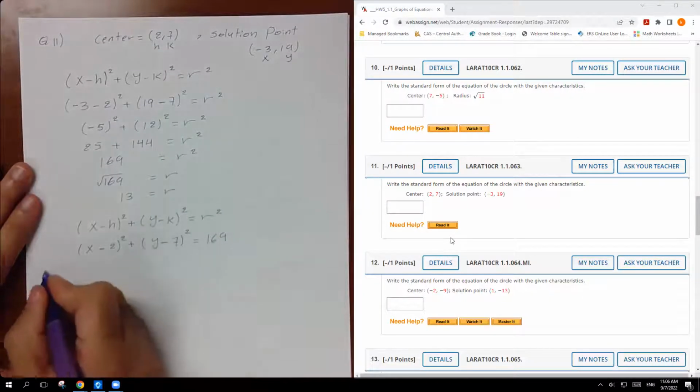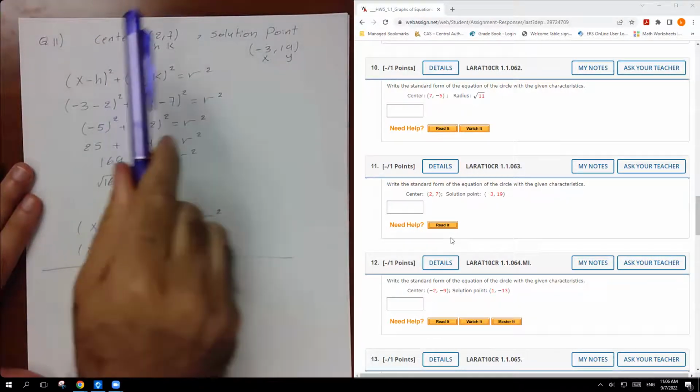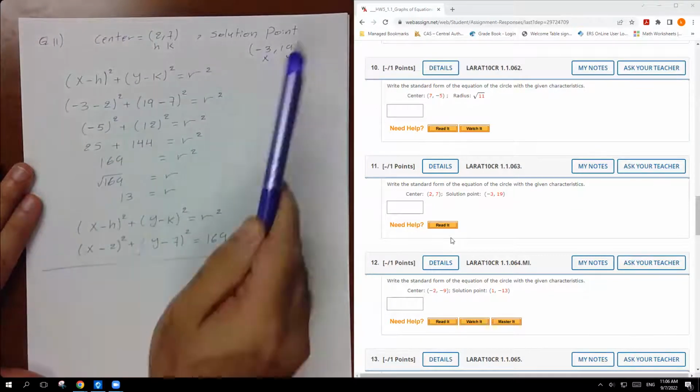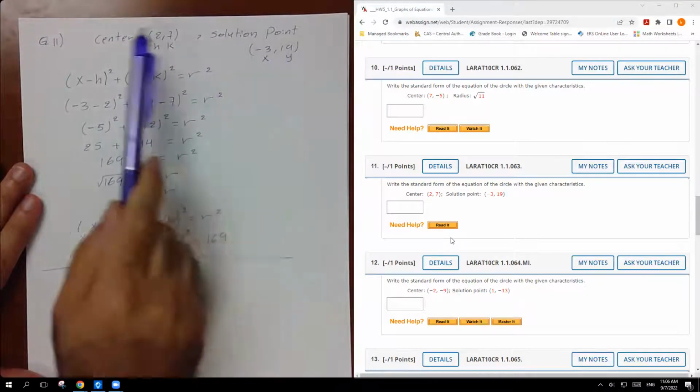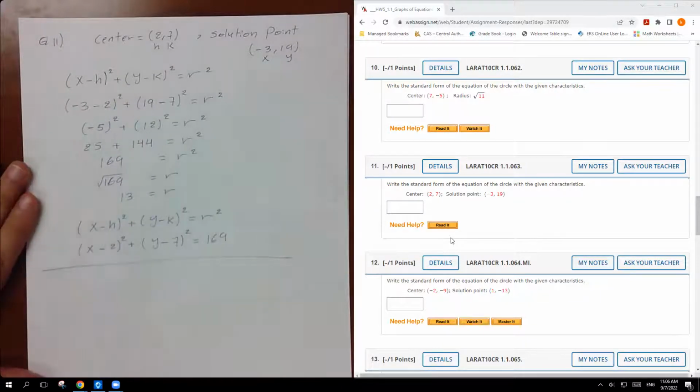So that's it. This is the standard form for the equation. If you have a center and a solution point, you have to find the radius by plugging the center and the solution point in here to get the radius. Then you will go back and find the equation of the circle.